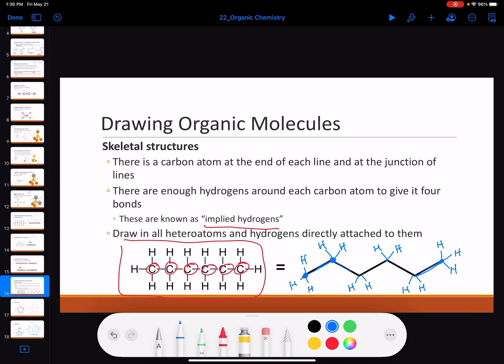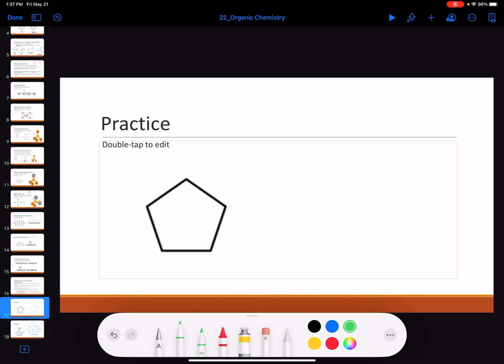Okay, pretty easy. Now, notice that if you have a heteroatom like an oxygen, a nitrogen, a fluorine, you have to draw those in specifically. And if there are any hydrogens directly attached to those heteroatoms, you also have to draw those in. Okay, so let me go ahead and just practice a little bit. So what does this molecule look like? Well, it's a little pentagon, right? But it's 1, 2, 3, 4, 5 carbons.